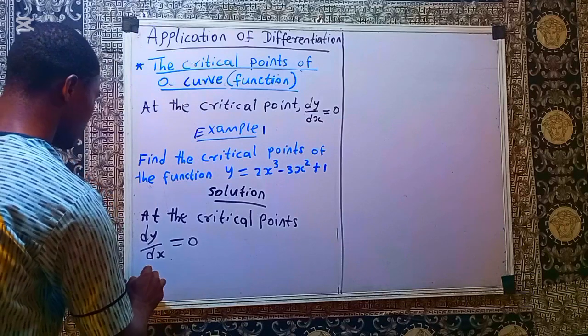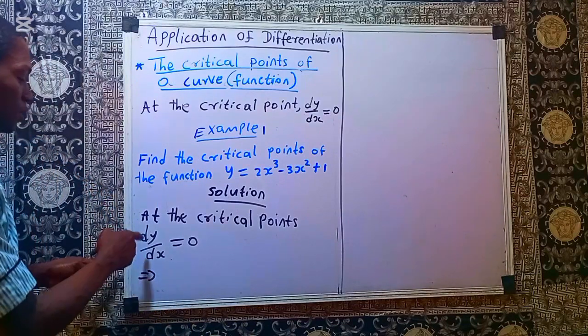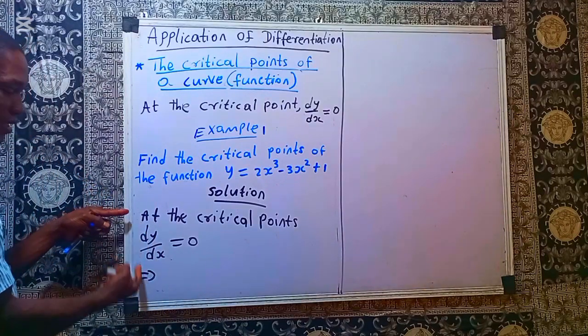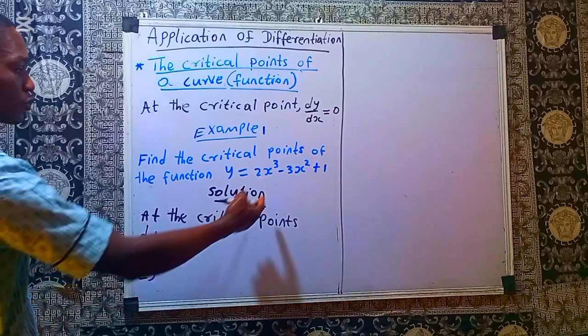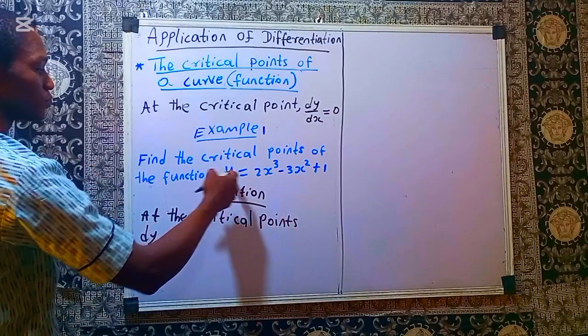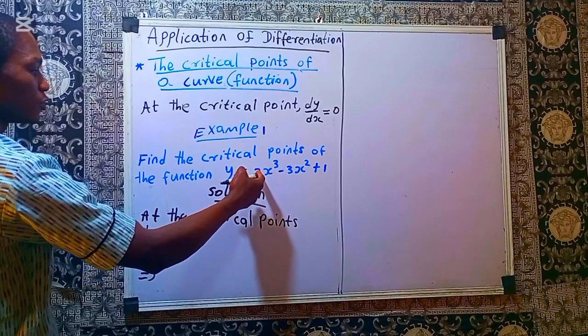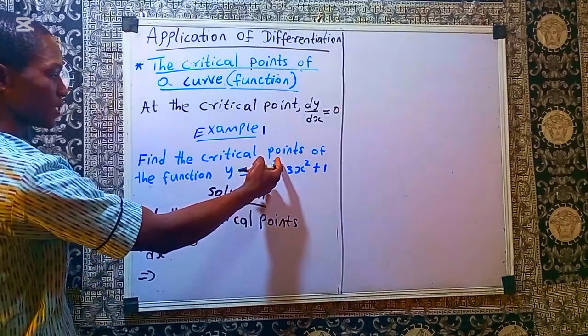So this implies we are going to get what this is. What is the derivative of y with respect to x? Let's evaluate it. So we differentiate y with respect to x. So you differentiate 2x^3. What's the index? The index is 3.